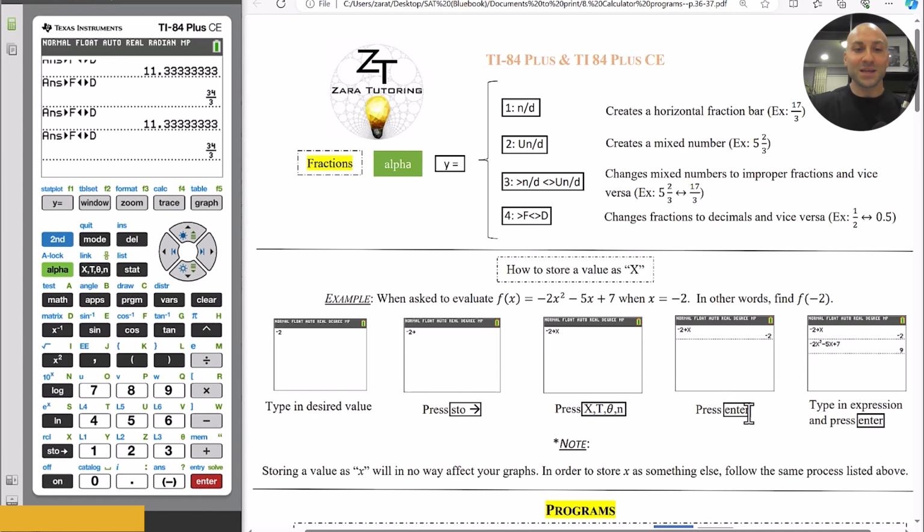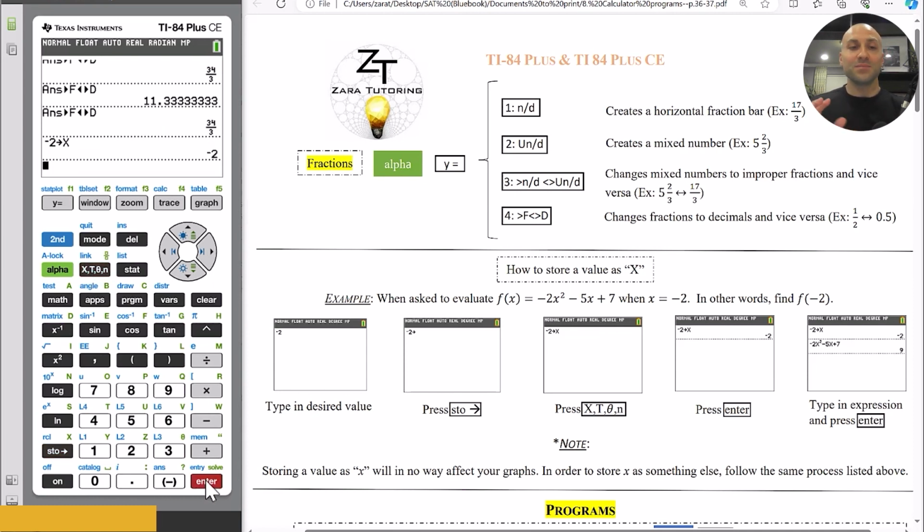So let's go ahead and type in -2. Really important that you use this sign as the negative, not the minus sign, otherwise you'll get an error. So we'll put -2, and then here's the store key right above on, and then we're going to choose this variable key here. Even though it has 4 different variables, when you press it, it'll say x. And then we'll just go ahead and press enter. Now what we've done is made it so the graphing calculator, whenever we type x, is going to think -2.